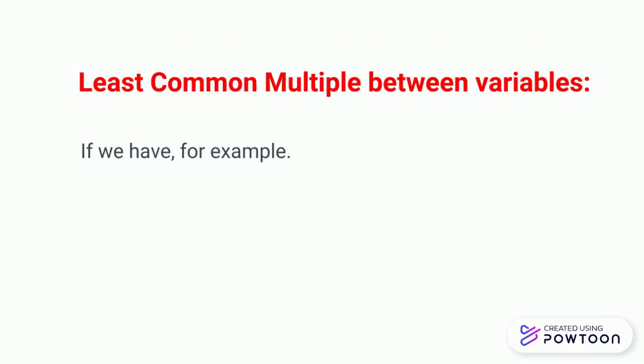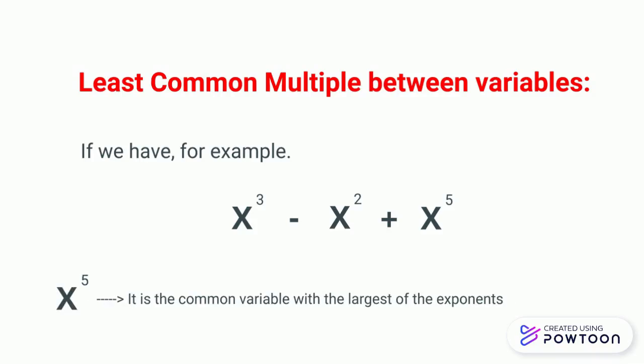Least common multiple between variables. If we have, for example, similar variables with different exponents, then the least common multiple between these variables will be the one with the largest of the exponents, in this case x to the 5.